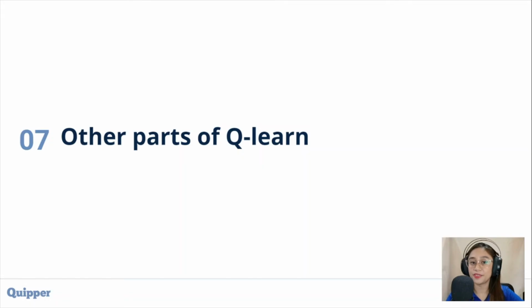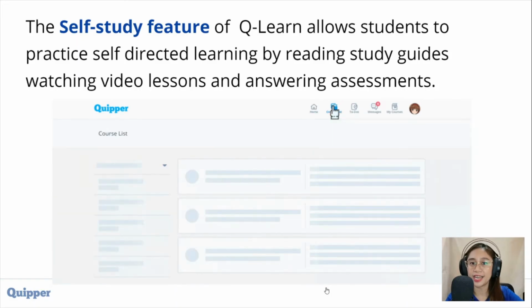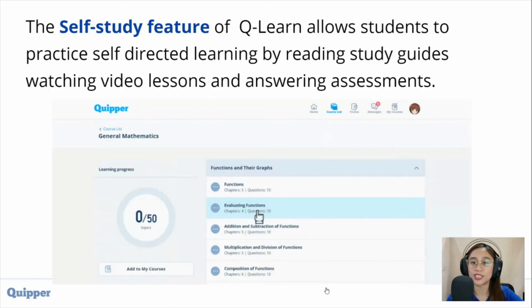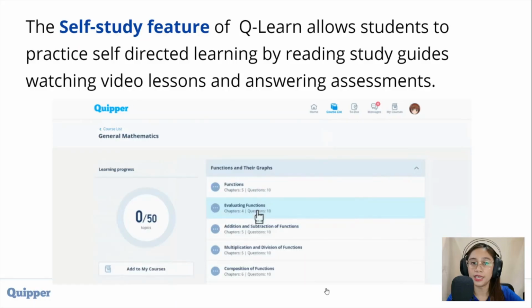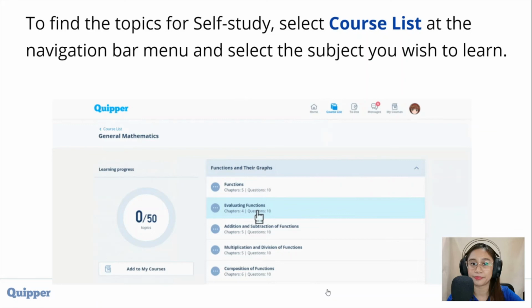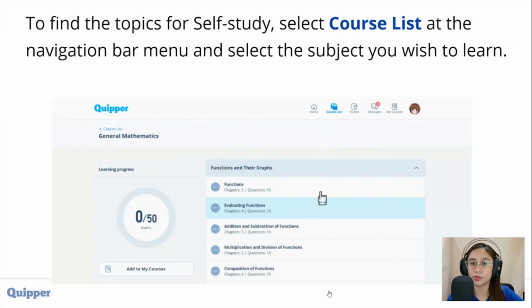The last part of this video tutorial talks about other features of QLearn. The self-study feature of QLearn allows you to practice self-directed learning by reading study guides, watching video lessons, and answering assessments sent by your teacher. This feature is very helpful and can be used as a reviewer for major examinations such as long tests and periodical exams.